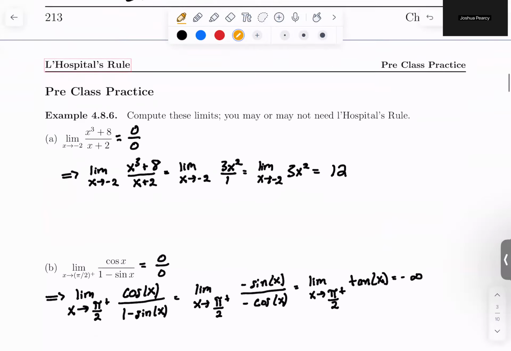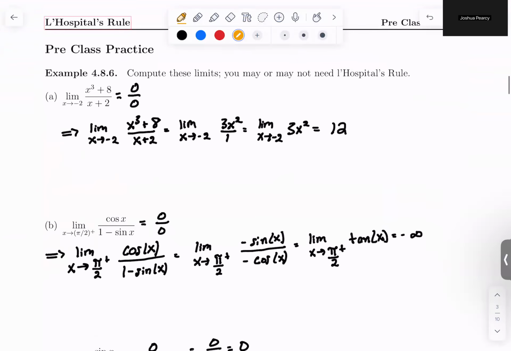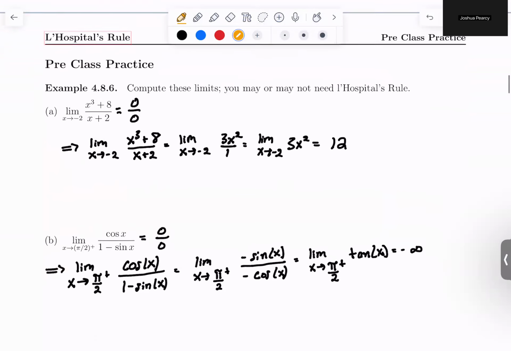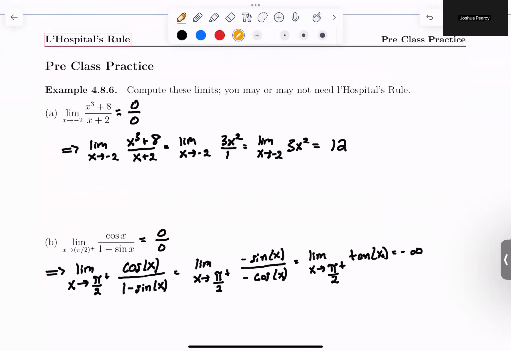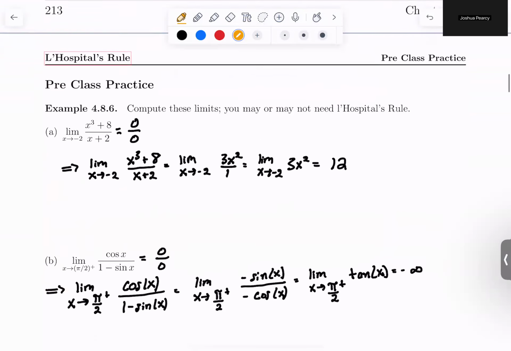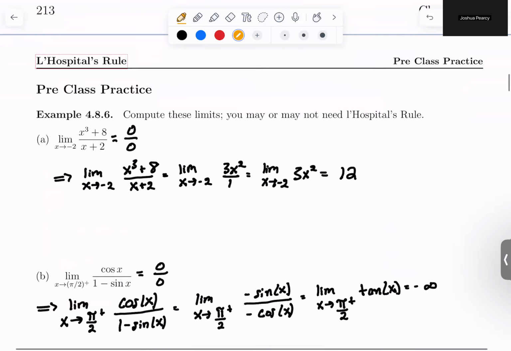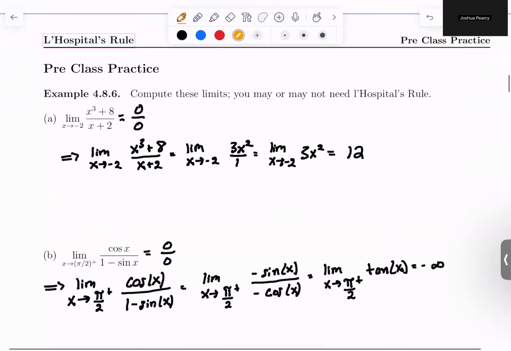So now let's go through the pre-class practice problems real quick. It says compute these limits. You may or may not need L'Hopital's rule. So the first one says the limit as x goes to minus 2 of x cubed plus 8 over x plus 2. If I plug in minus 2 for x into the numerator and denominator, I get 0 for both of them. So it has an indeterminate form of 0 over 0, and I can apply L'Hopital's rule.